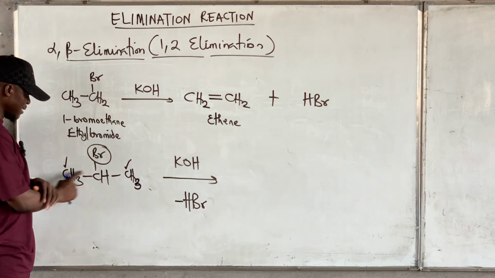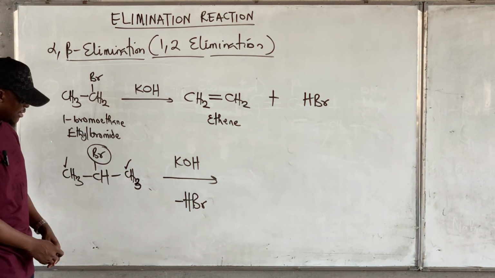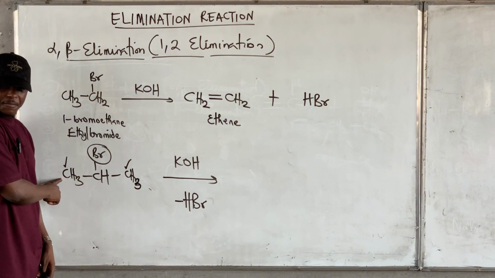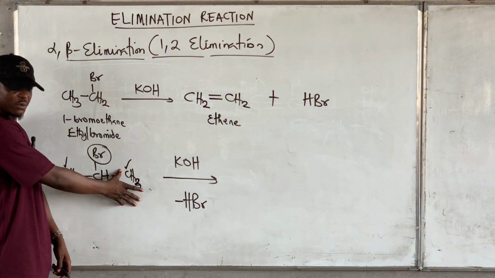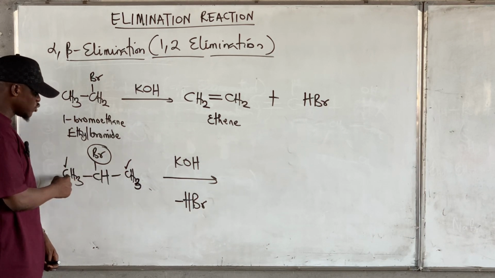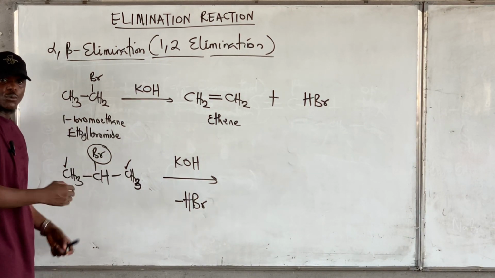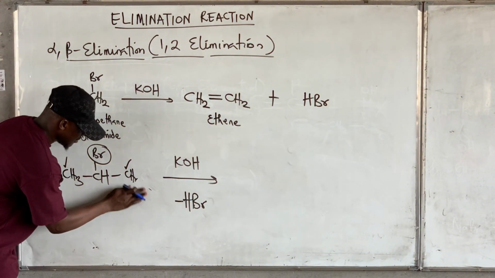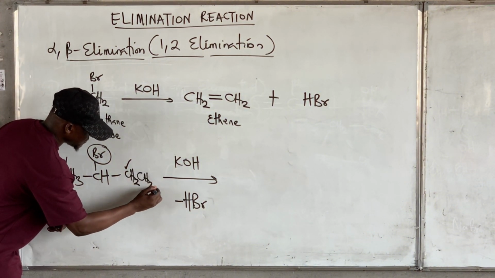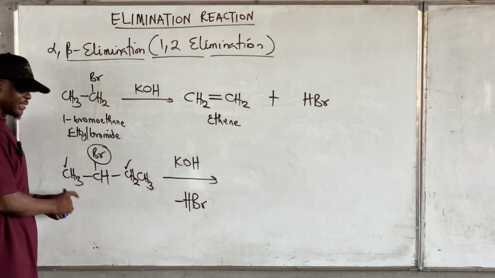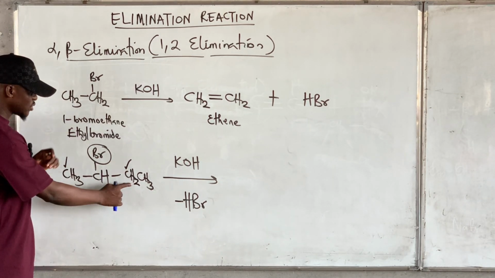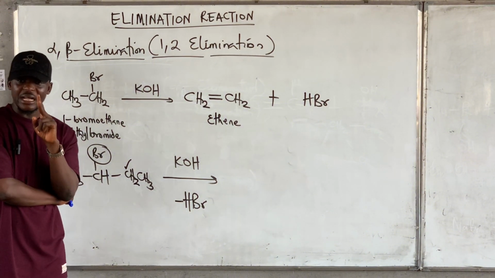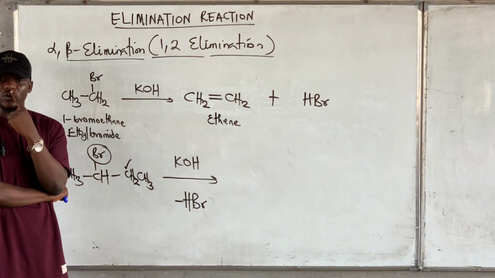Because this CH3 is the same thing as this, these two carbons are equivalent. So removing from here is equivalent to removing from here. In as much as we have two beta carbons here, they are equivalent, so they are seen as 1. But if I come here and say CH2CH3, the two beta carbons are not equivalent. This one has 2 hydrogens, how many does this one have? So anytime we have two different beta carbons, we're going to have two products.